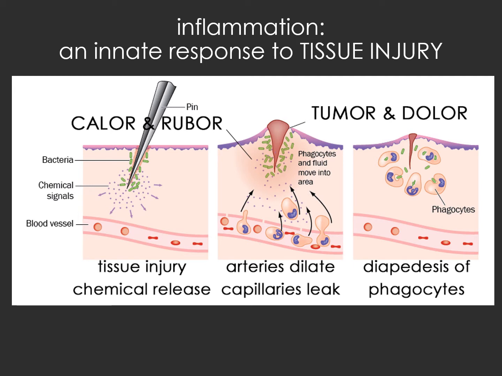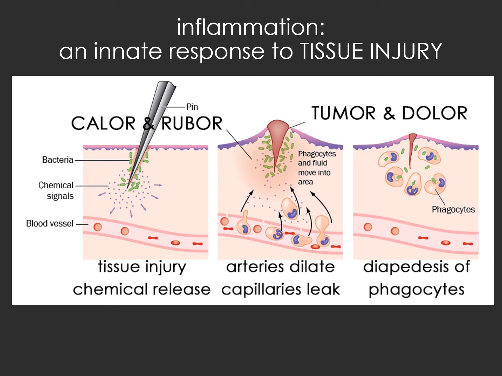Well, calor and rubor happen because of those arteries dilating. So when the arteries dilate, right, the inside of the artery gets bigger, the circumference of the artery gets bigger, and blood flows into the area. And what color is blood? Blood is red, which gives us that first sign, because it's measurable and you can see it, of inflammation, rubor. So redness is caused by the arteries dilating and increased blood flow to the area.